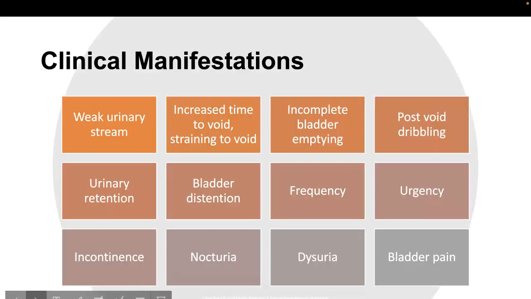So looking at the clinical manifestations, if you think about what's going on in the process of BPH, this makes sense. The patients will develop urinary retention, bladder distension because they can't urinate. The urine is basically backing up into the bladder. Increased time to void, they're straining to void. They may have a weak urinary stream, incomplete bladder emptying, post-void dribbling, urgency, frequency. They may become incontinent, having nocturia, dysuria, bladder pain.